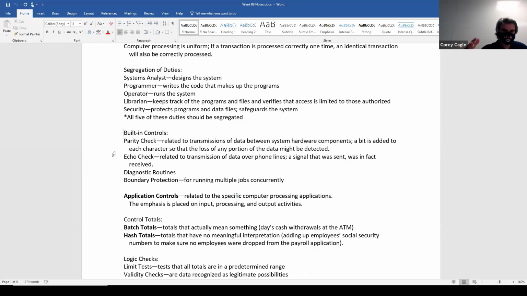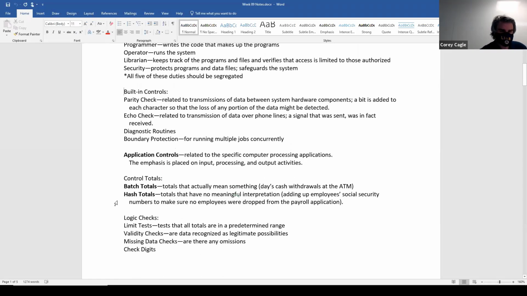So there are built-in controls to check in on all these things. I don't know that those specific definitions are things you just need to take note of or not, but those terms do show up a lot.